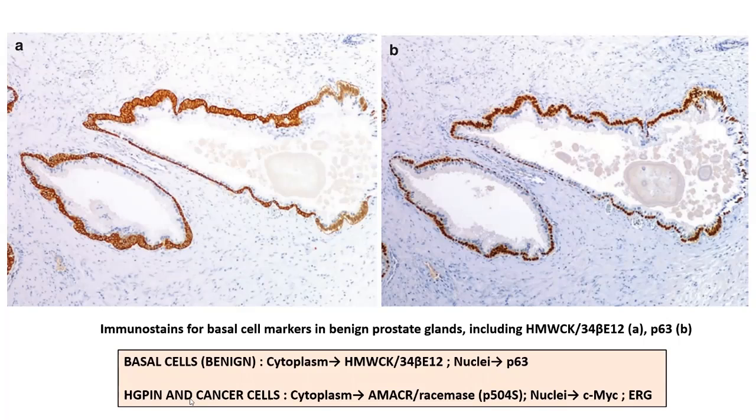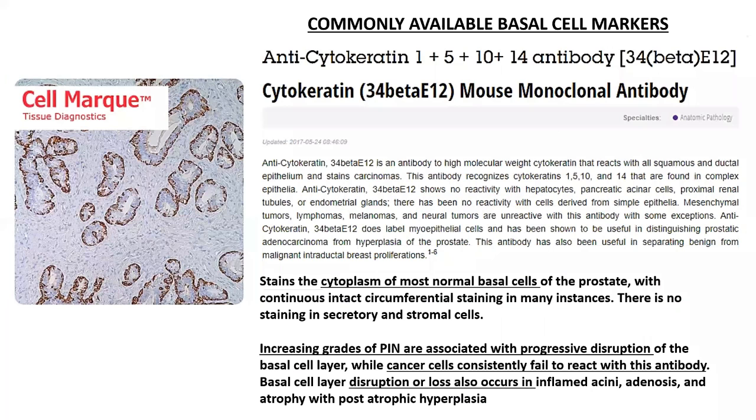And as you go into the HGPIN, that is high-grade prostatic intraepithelial neoplasias, and moving on to adenocarcinomas, you have a gradual loss of these basal cell markers, ultimately leading to a complete absence in the adenocarcinomas, while you have an increased expression of AMACR or P504S in the cytoplasm as you have an increased progression from pre-neoplasias into frank malignancies. And also you have nuclear expression of markers like ERG and CMYC.